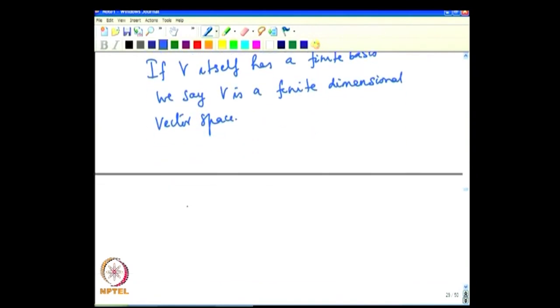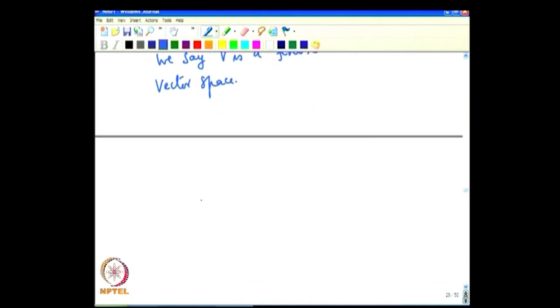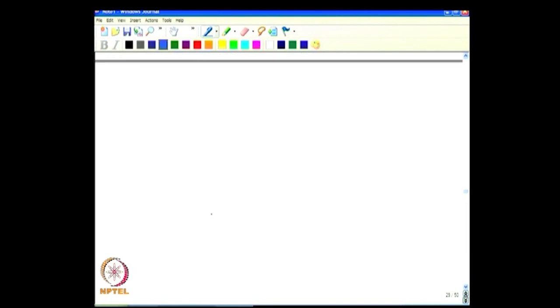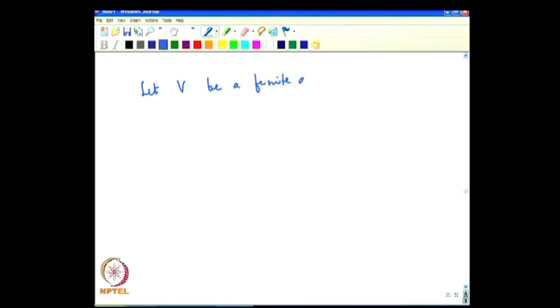So, we have the notion of a finite dimensional vector space and a finite dimensional subspace. We will be dealing mostly with these finite dimensional spaces in this course. Now, let us look at a finite dimensional space. So, let V be a finite dimensional vector space.